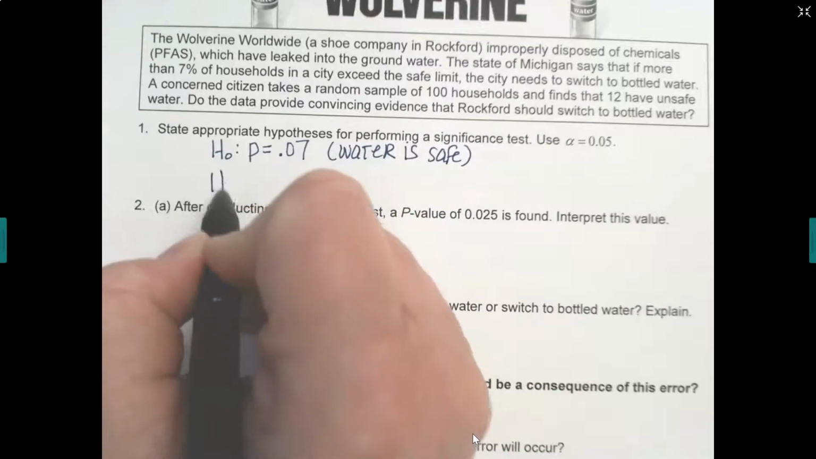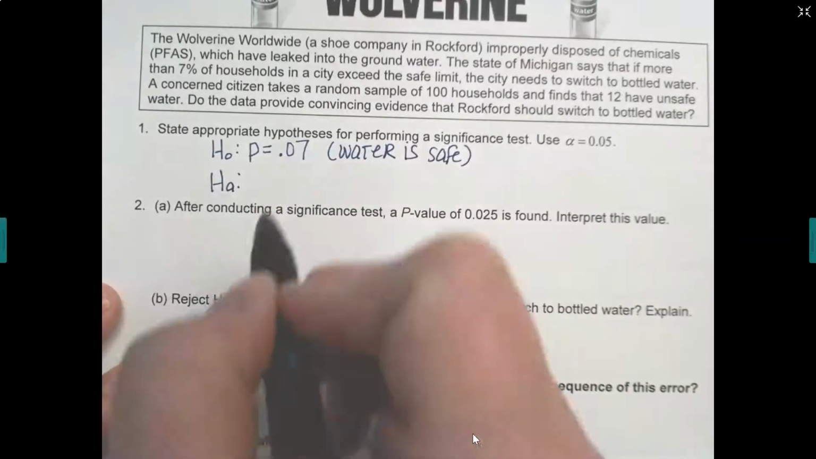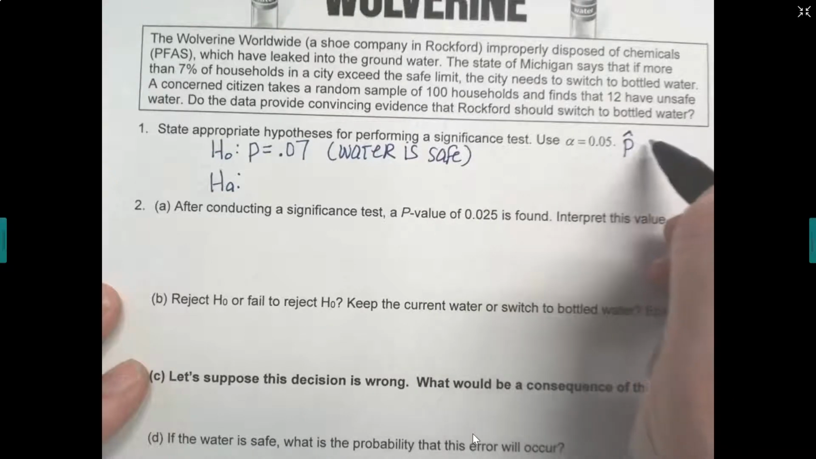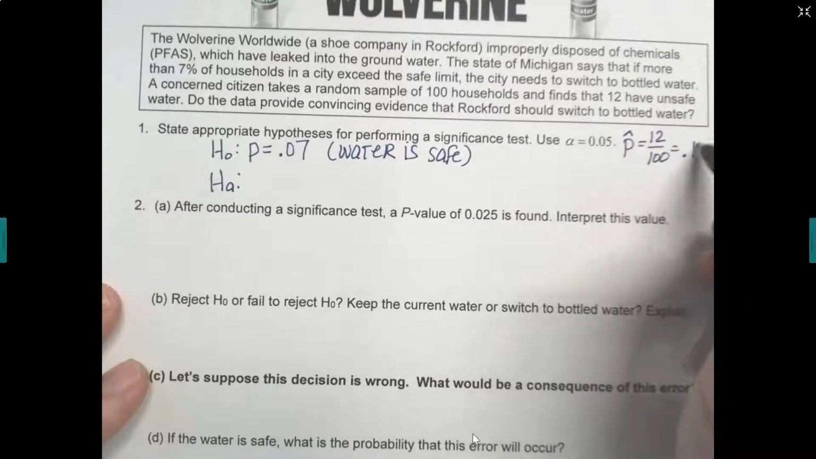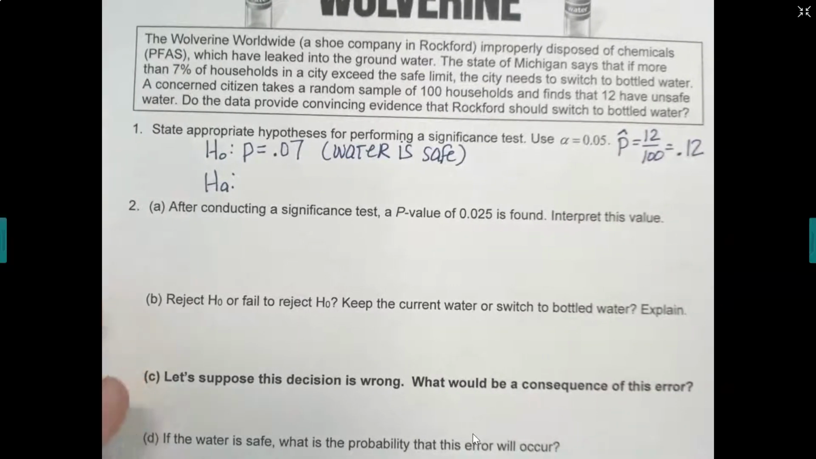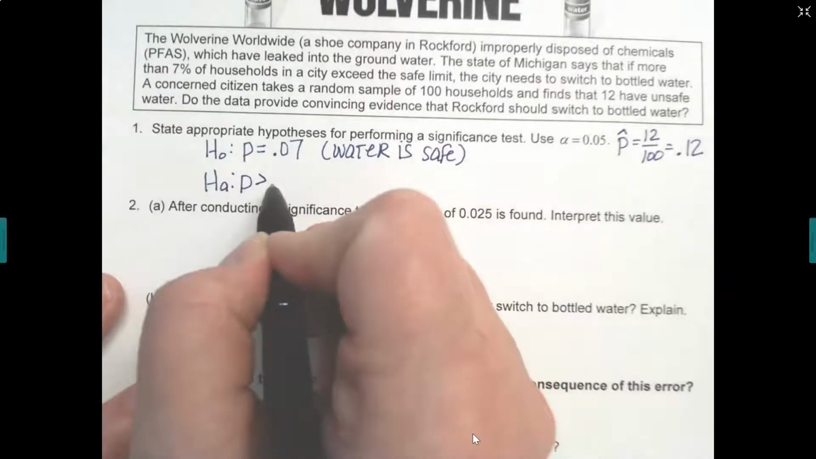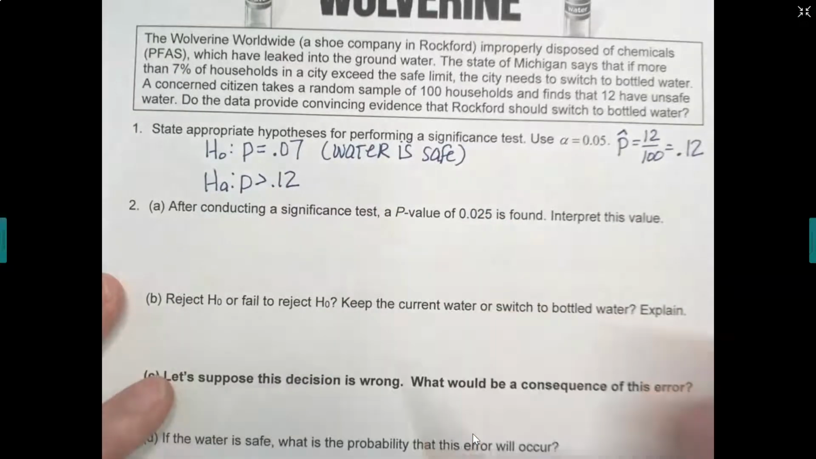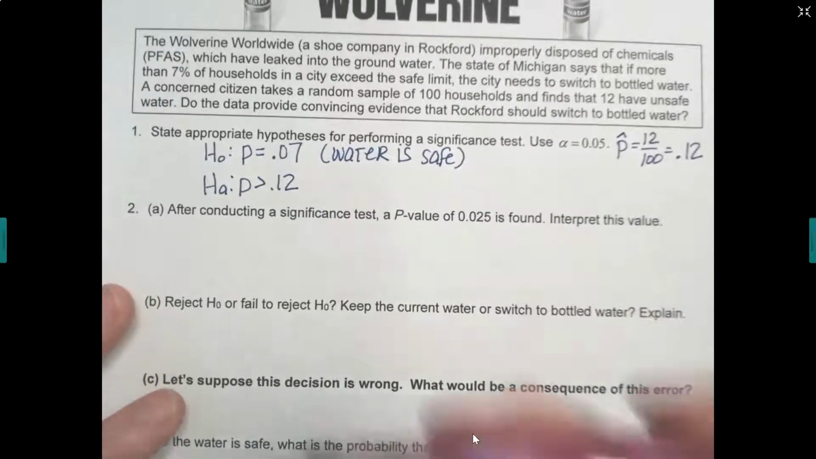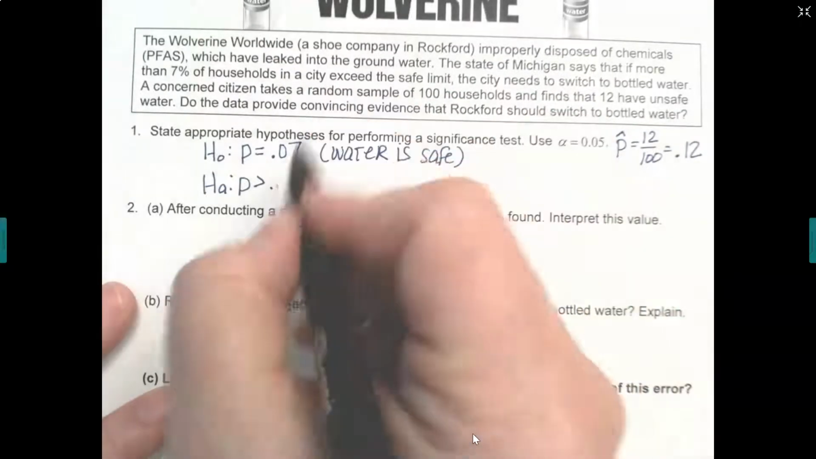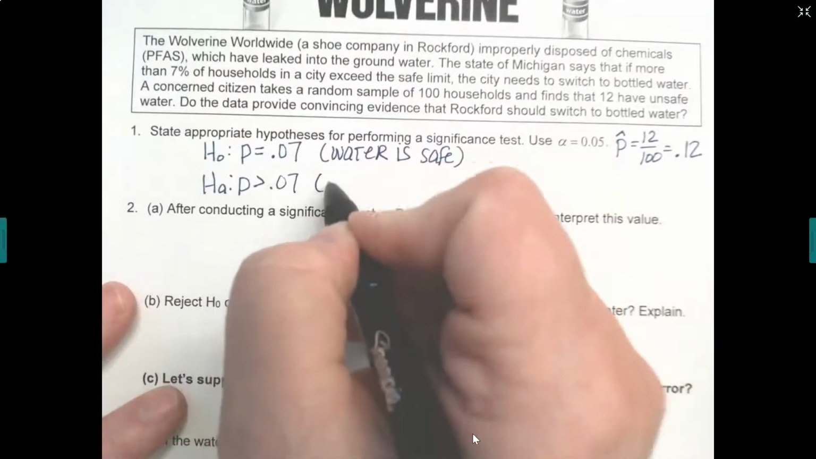And we're going to have an alternative because we think something else has happened, because this guy got a p-hat of 12 out of 100. So he had a proportion of 0.12. So we think it's more than 0.07. So we're going to say that we think the proportion is greater than 0.07, which means our water is unsafe to drink.